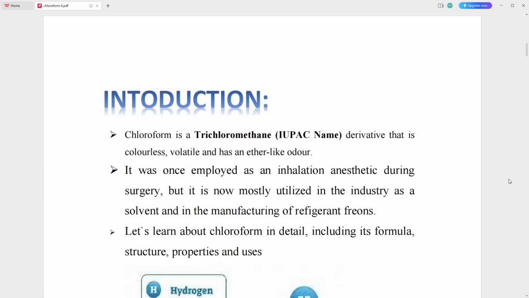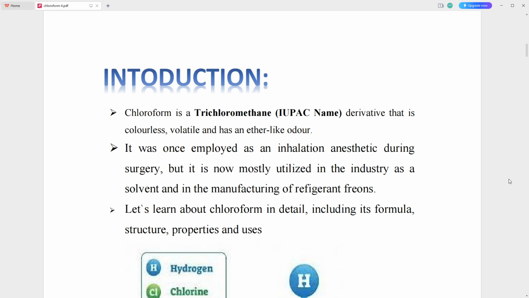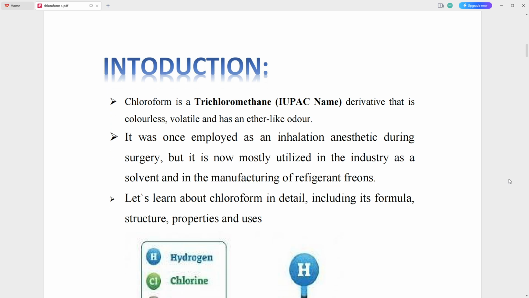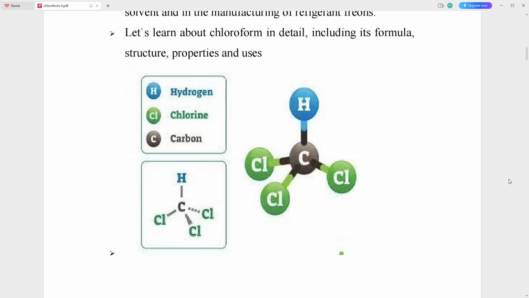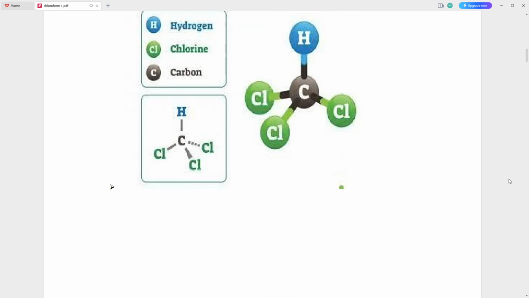Chloroform is a trichloromethane derivative that is colorless, volatile, and has an ether-like odor. It was once employed as an inhalation anesthetic during surgery, but it is now mostly utilized in the industry as a solvent and in the manufacturing of refrigerant freons. Let's learn about chloroform in detail, including its formula, structure, properties, and uses.